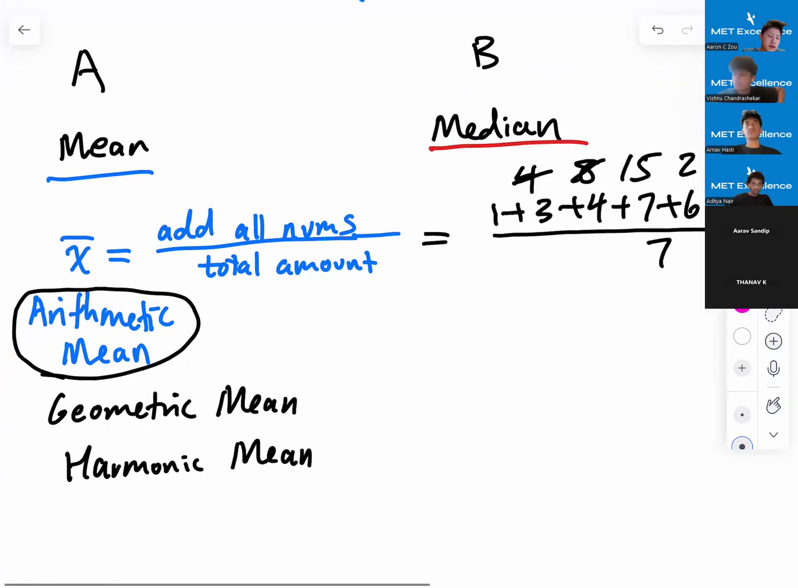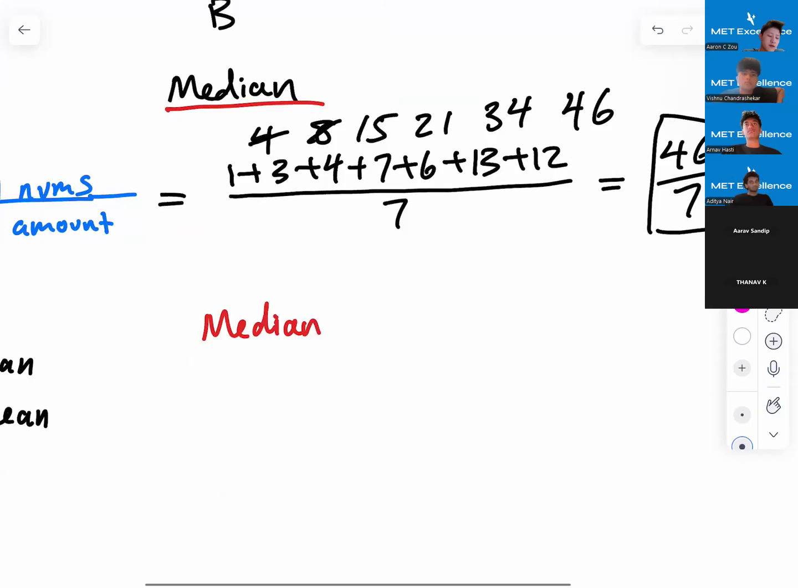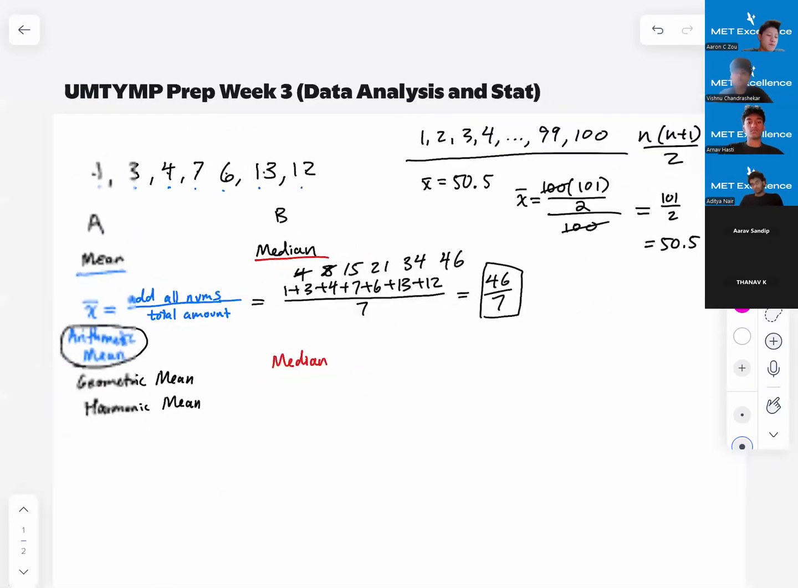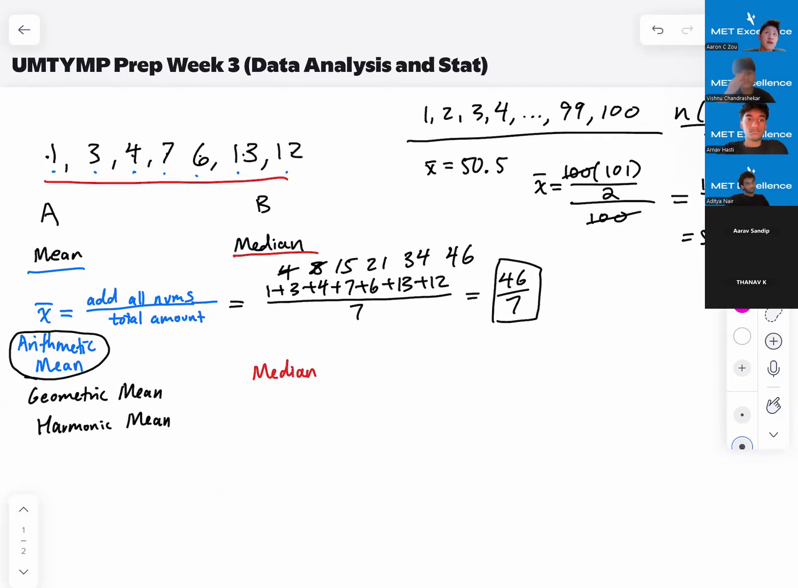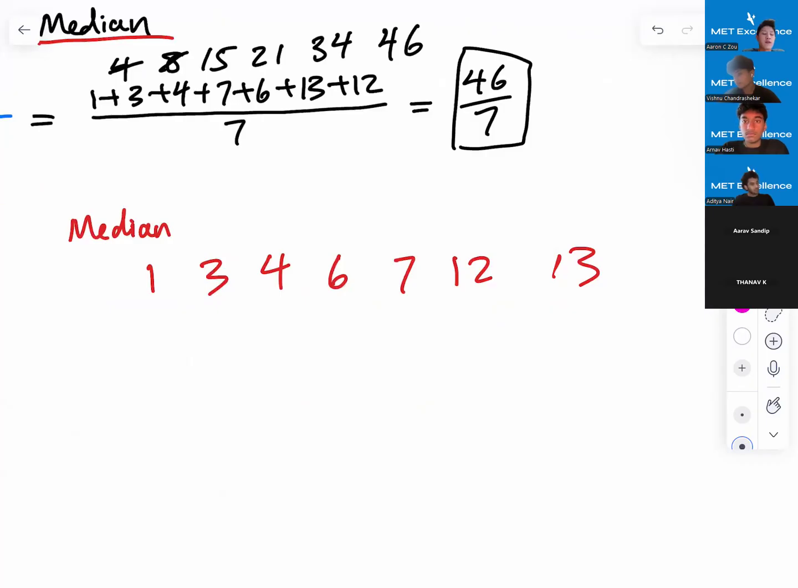So the median is the middlemost number in a list. So what does this mean? That means if I have my list of numbers here, I'm going to pick the middle number. So first I have to sort them from lowest to highest. So I have to order them up. So let's start with 1, 3, 4, 6, 7, 12, 13. Okay, so this is the list in order.